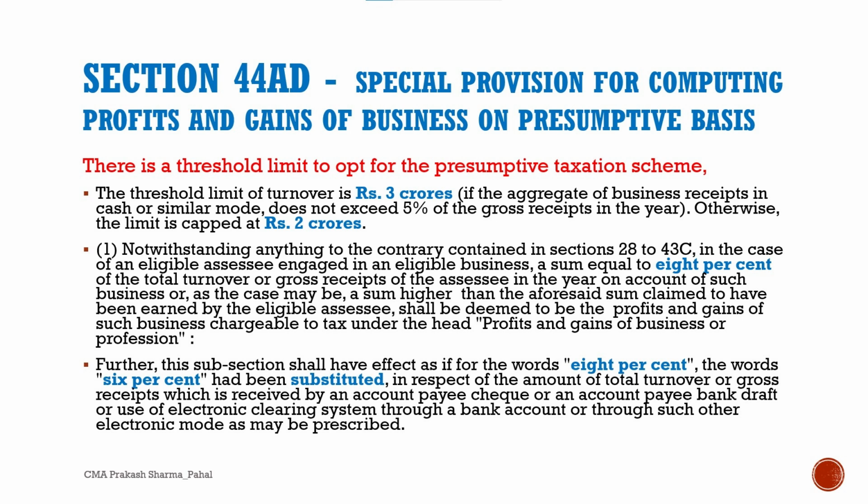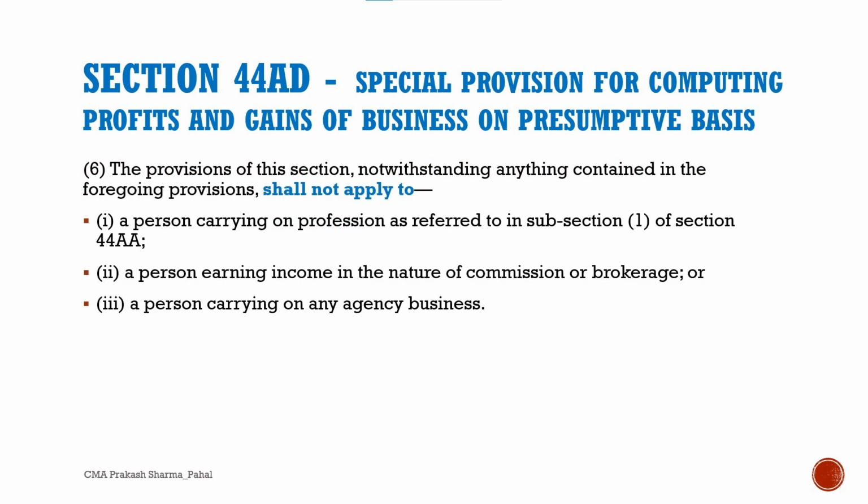of the amount of total turnover or gross receipts which is received by an account payee cheque or an account payee bank draft or use of electronic clearing system through a bank account or through such other electronic mode as may be prescribed. The provisions of this section, notwithstanding anything contained in the foregoing provision, shall not apply to: 1. A person carrying on profession as referred to in subsection 1 of section 44AA. 2. A person earning income in the nature of commission or brokerage. Or 3. A person carrying on any agency business.